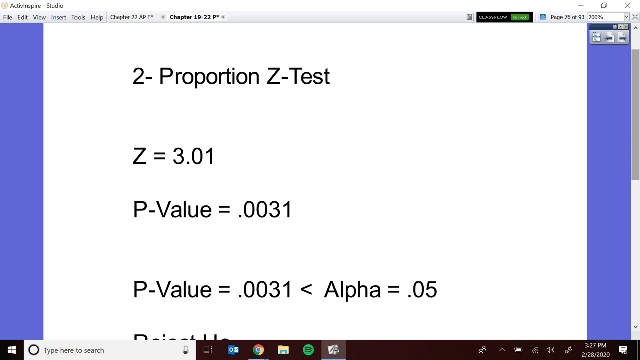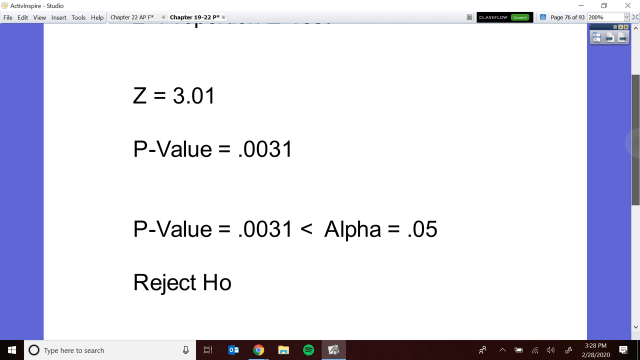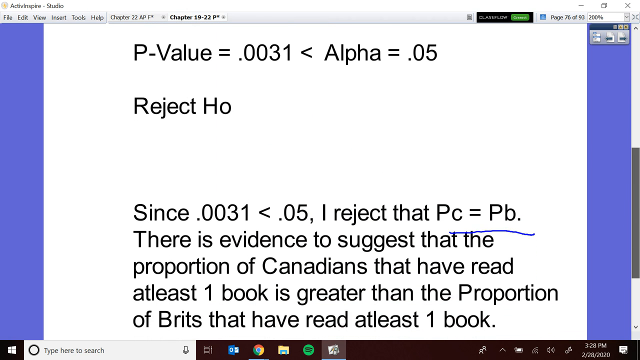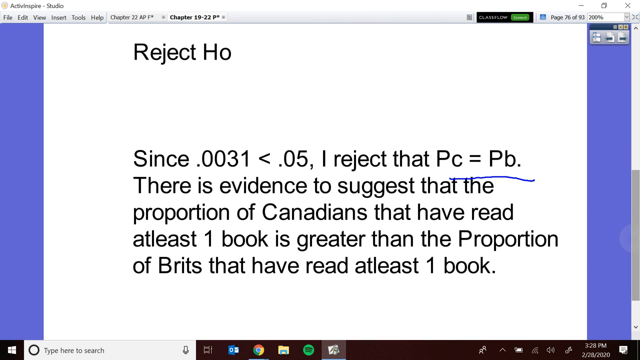When I had my Canadians first, my z-score was a positive 3.01 with a p-value of 0.0031. That is less than alpha. So my decision is to reject the null. Since I reject H0, there is evidence. If you wrote just H0 here, that's okay. Because we do context here, there is evidence to suggest that the proportion of Canadians that have read at least one book is greater than the proportion of Brits that have read at least one book.